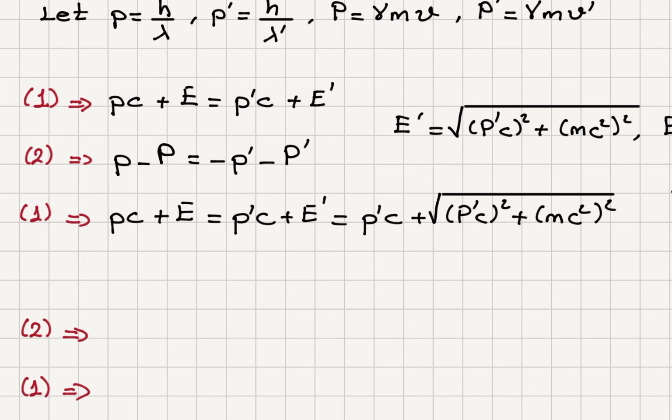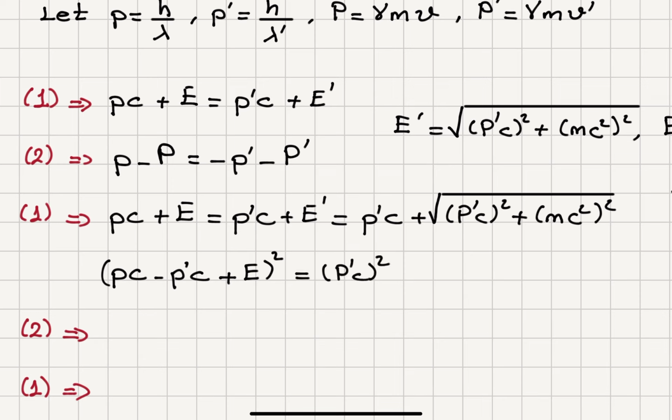and taking p prime c to the left hand side, I have pc minus p prime c plus capital E, squared, is equal to capital P prime c squared plus mc squared squared.